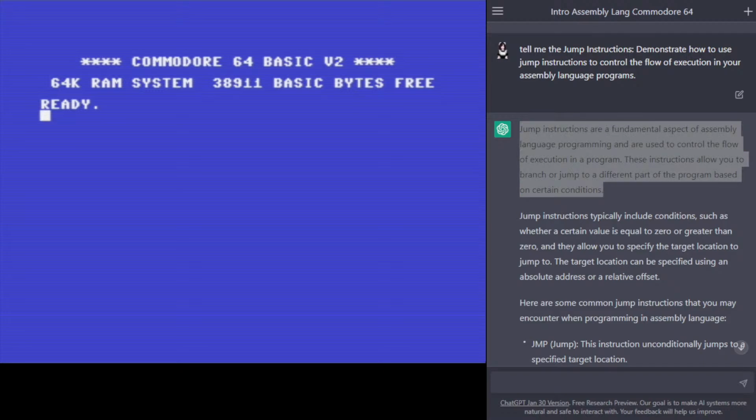Jump instructions are a fundamental aspect of assembly language programming and are used to control the flow of execution in a program. These instructions allow you to branch or jump to a different part of the program based on certain conditions.